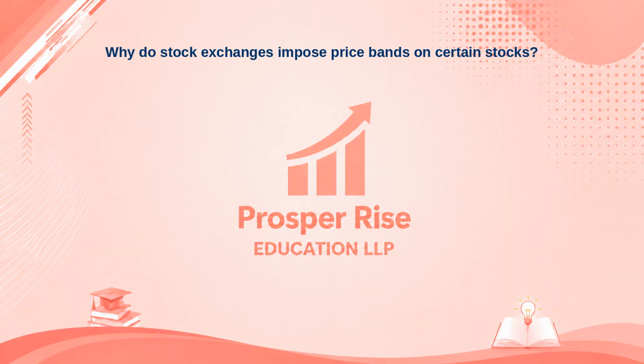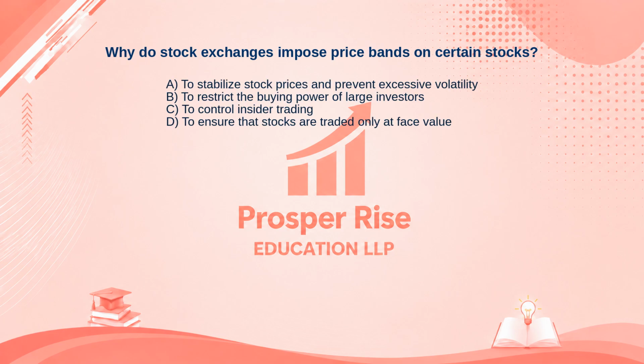Why do stock exchanges impose price bans on certain stocks? Here are your options. A. To stabilize stock prices and prevent excessive volatility. B. To restrict the buying power of large investors. C. To control insider trading. Or D. To ensure that stocks are traded only at face value.